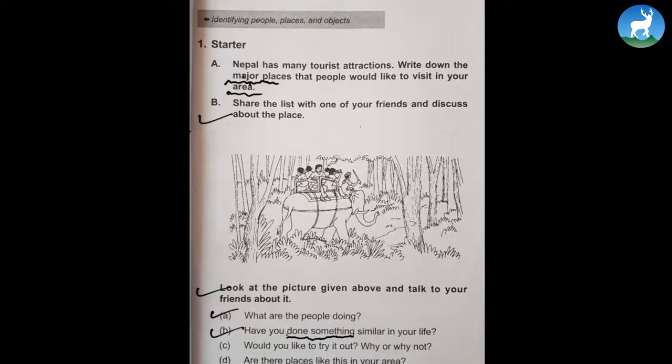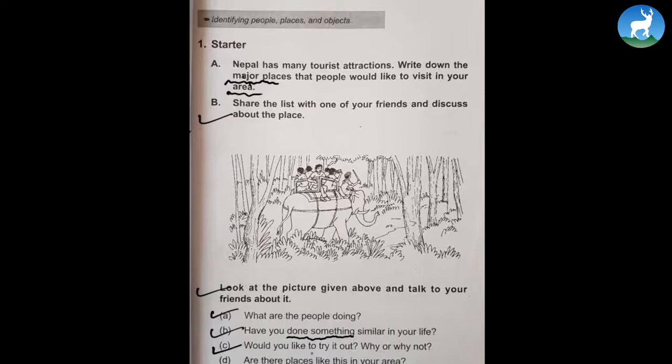Now, number C. Let's move on to number C. Would you like to try it out? Why or why not? So what do you say? Would you like to have a similar adventure? If yes, then why? Why would you like to have a similar adventure? And if it is no, then why not? Why would you not like to have a similar adventure? Have you thought of an answer? You should have one by now. Would you like to try it out?